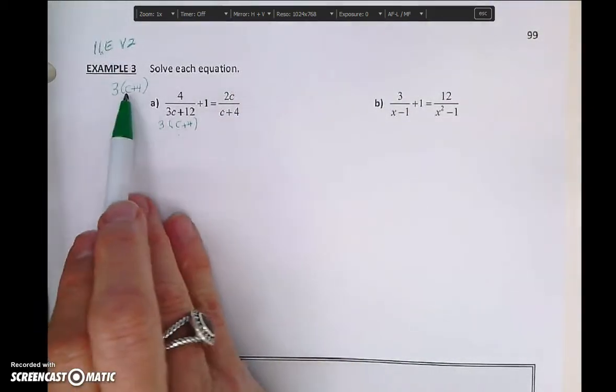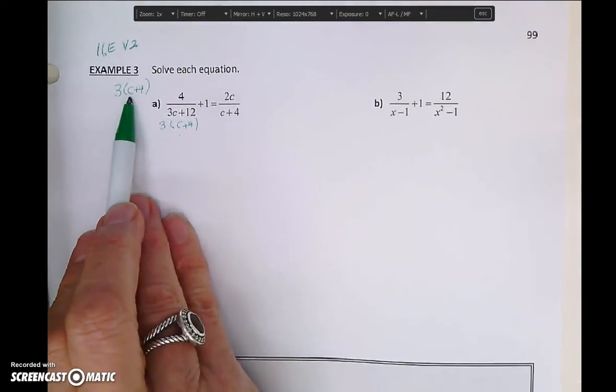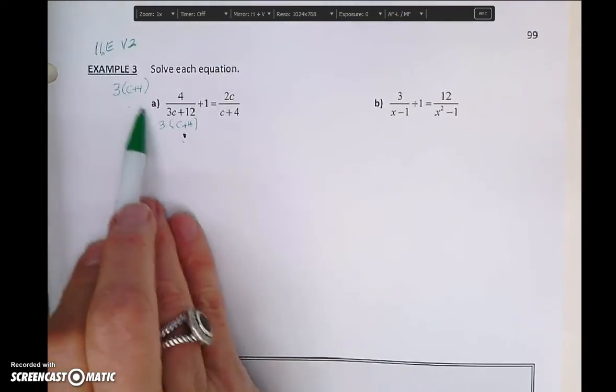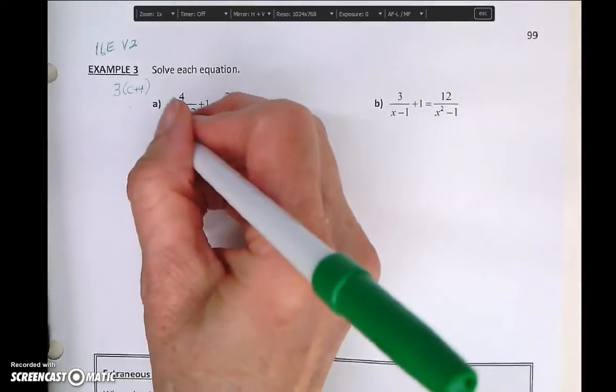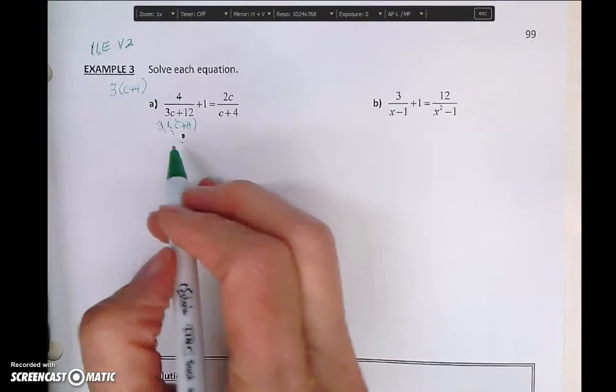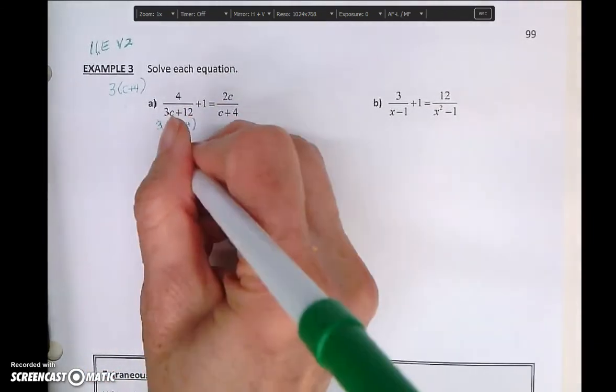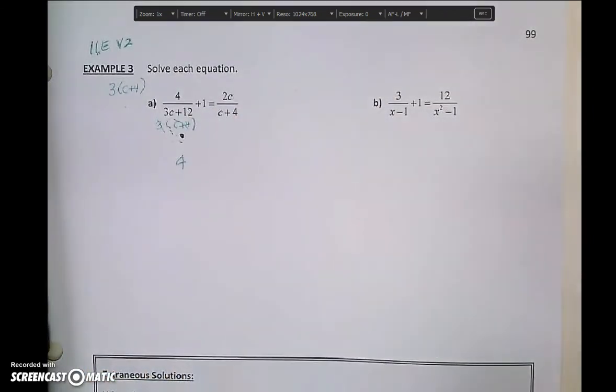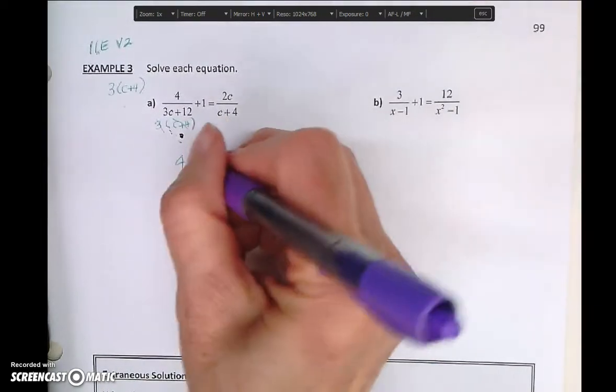All right, so now I'm going to multiply this times this. My 3's are going to cancel, so this is going to cancel out. And my C plus 4 is also going to cancel out. So I'm not left with anything to multiply times the 4. So 1 times 4 is 4. I'm going to change colors here.